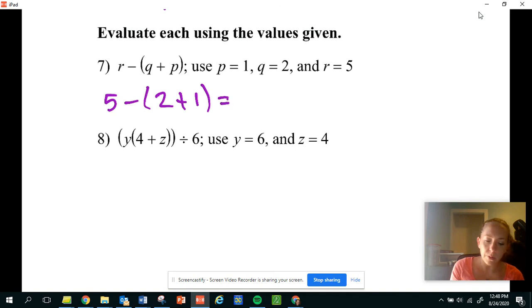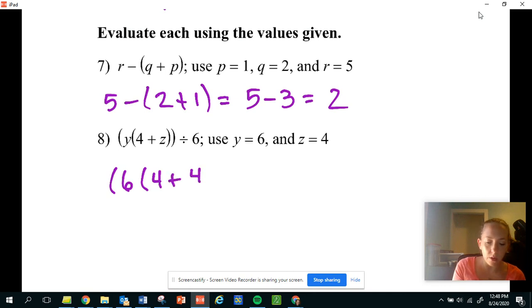So I would do the parentheses first. 2 plus 1 is 3, and then I just go ahead and subtract those and I get 2. Ta-da! So the other one, same thing. I'm going to replace my Y with a 6. And then I'm going to carry down all the other things. But instead of writing Z, I'm going to write 4, because they told me that Z is 4. Then I'm just going to say divided by 6.